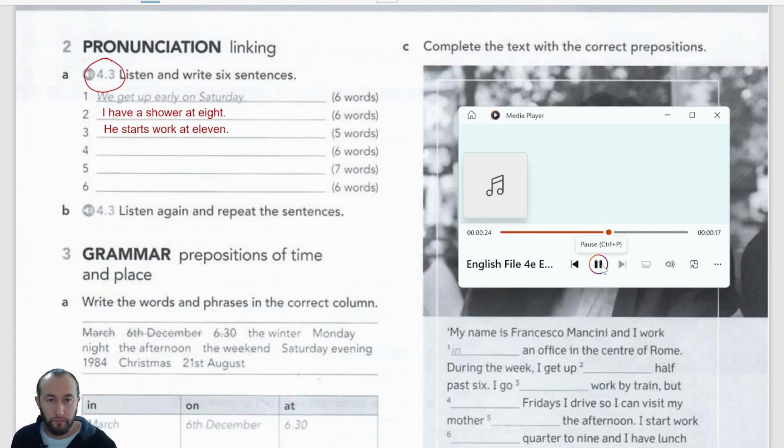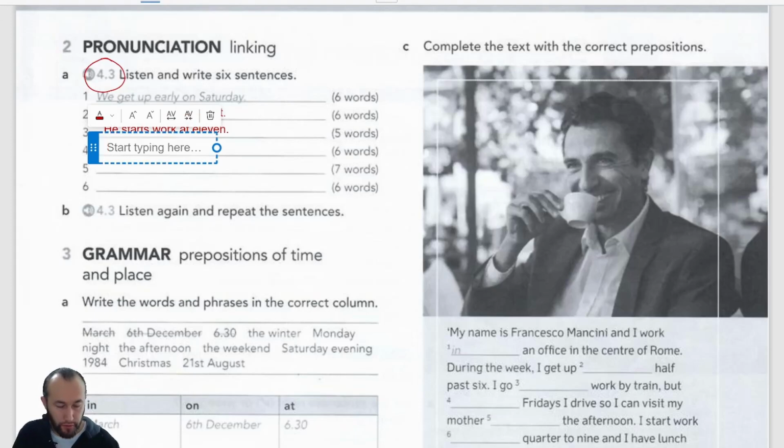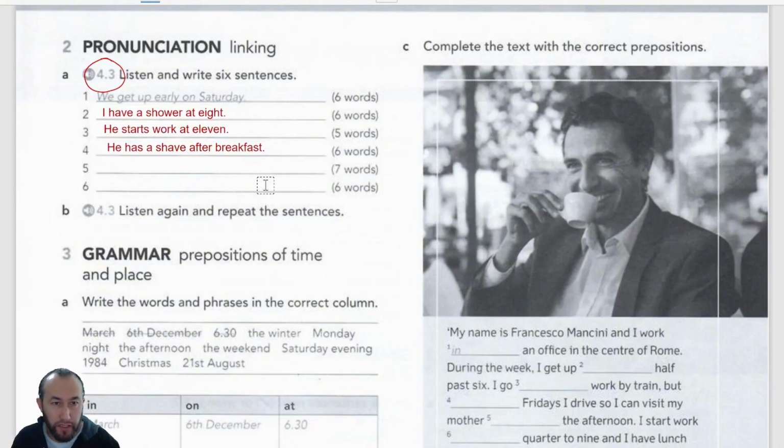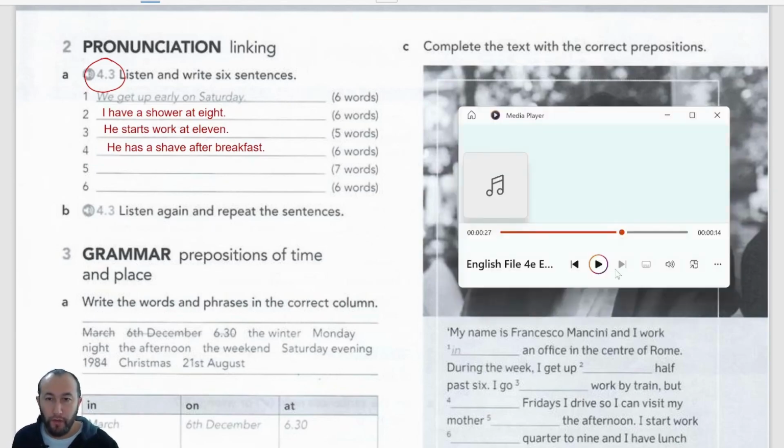4. He has a shave after breakfast. All right. So he has a shave after breakfast. 6 words. He has a shave after breakfast. So we've got 6 words, and we're good. Number 5.